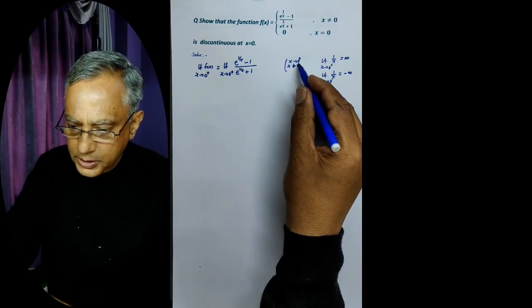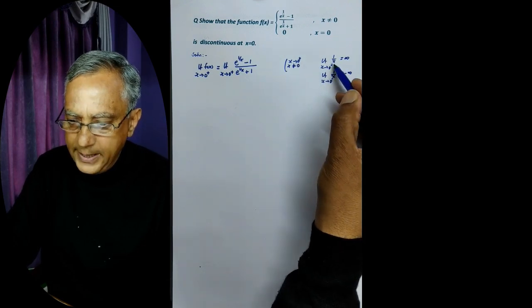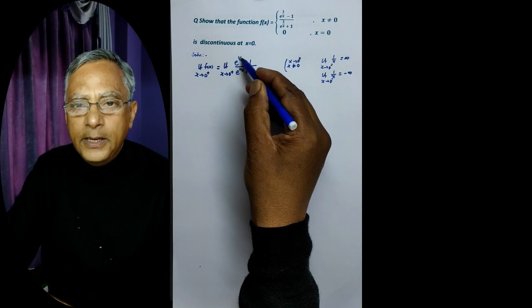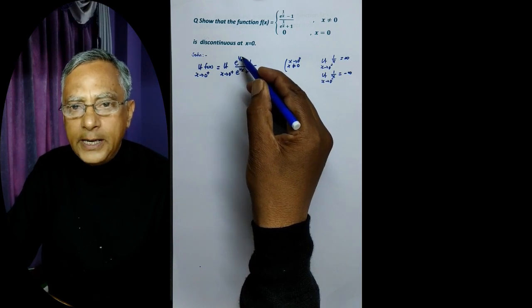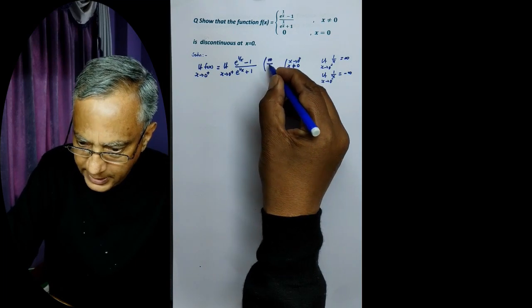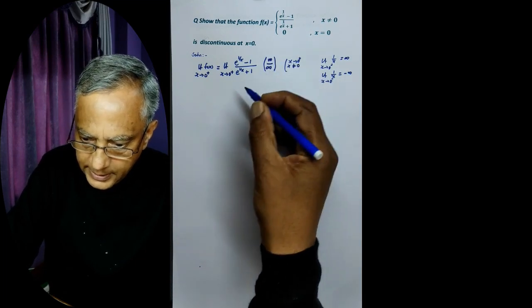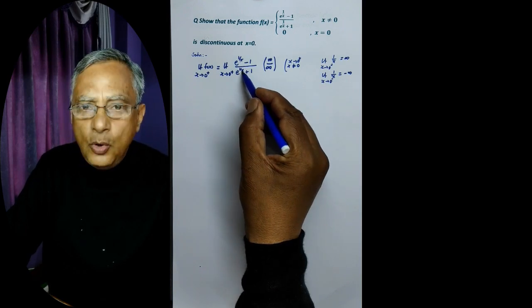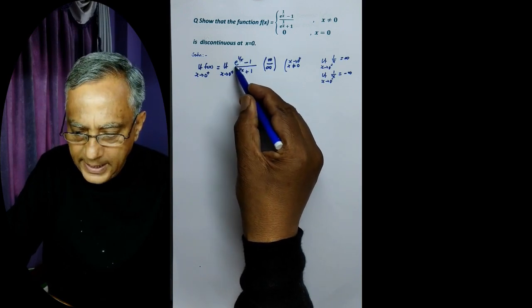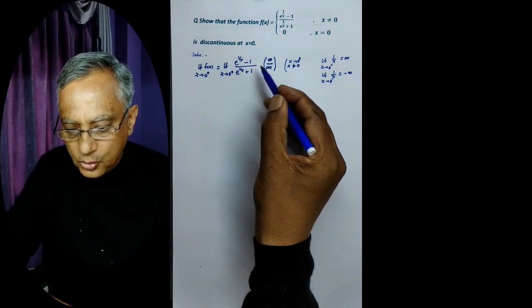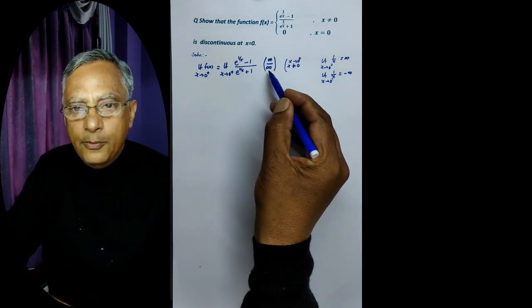Now as x approaches 0 from positive side, 1 by x approaches infinity. So this is e to the power of infinity, and e to the power of infinity is infinity. So this is in the form infinity by infinity. 1 by x tends to infinity, therefore e to the power of 1 by x will tend to infinity. So this will be infinity, this will be infinity. So this is in infinity by infinity form.